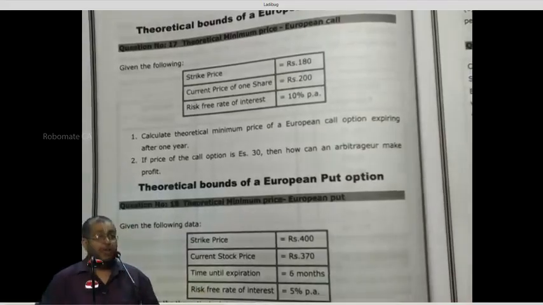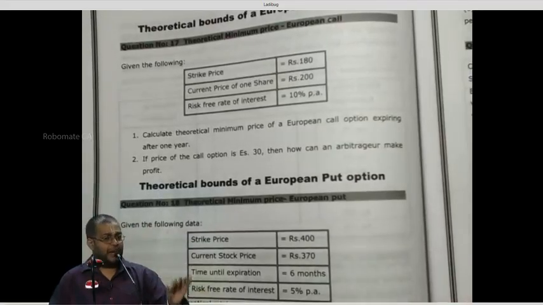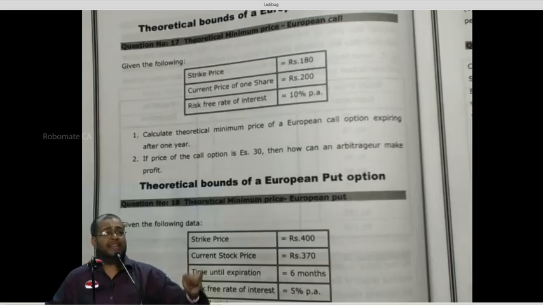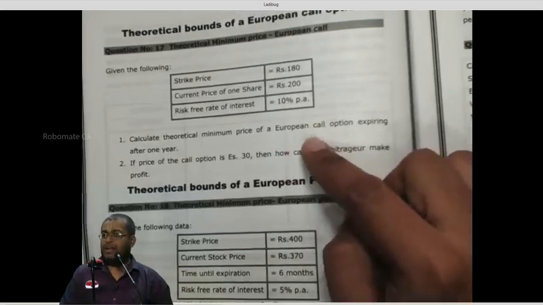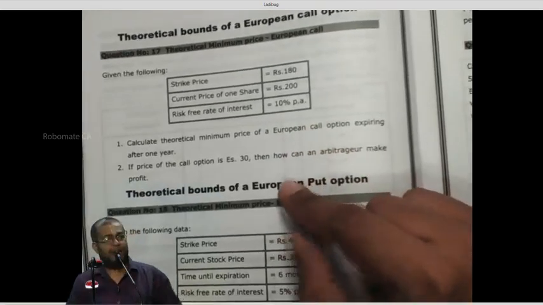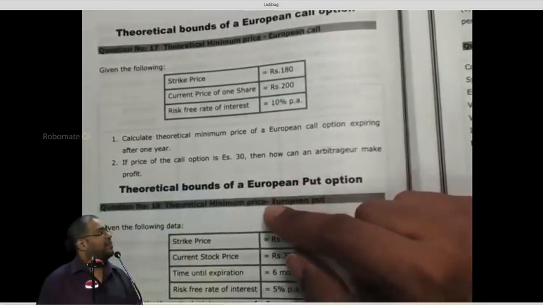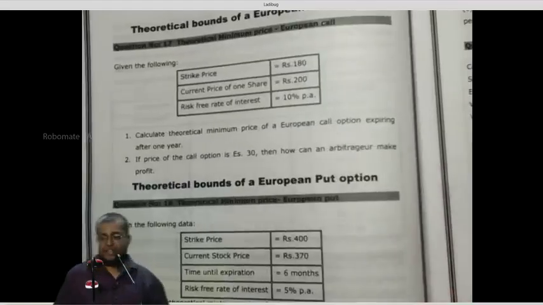Can we start or not? First step is to find out the minimum value of the call. Next step is to compare the minimum with the actual value of the call in the market and then make the appropriate strategy. Can we start or not? Let's start with the solution.